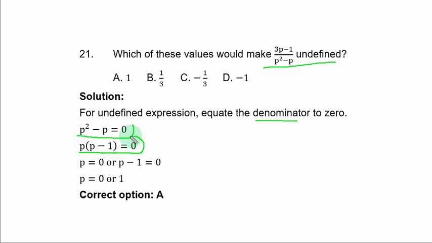You equate each factor to 0 and you have p equal to 0 or p minus 1 equal to 0. If you transfer minus 1 to the right hand side, you have p equal to 0 or 1. So we have A, the correct option.